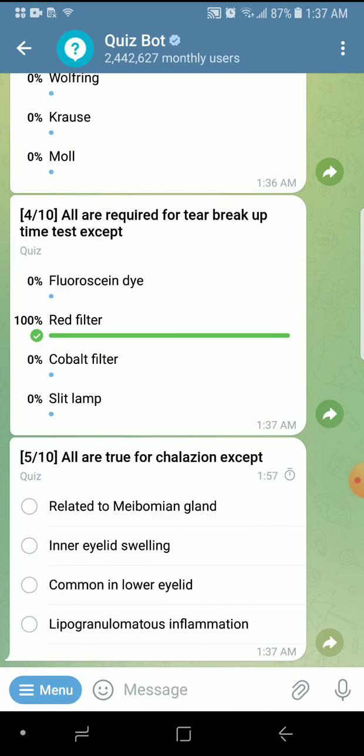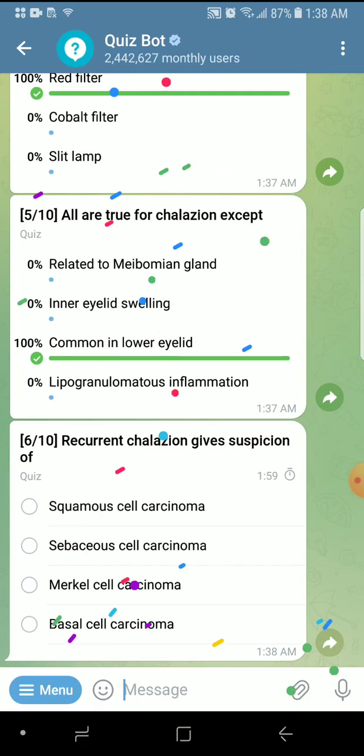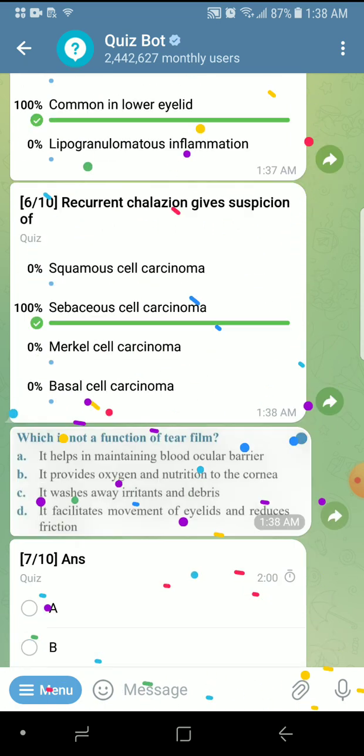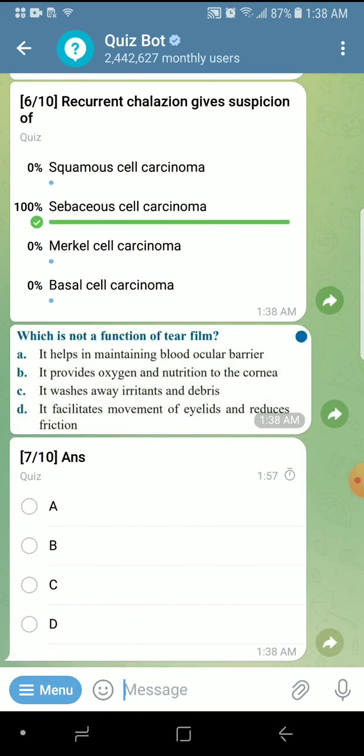Chalazion is a lipogranulomatous inflammation of the meibomian gland. So A and D are true. It is more common in the upper eyelid because meibomian glands are taller and larger in the upper eyelid, and it affects the posterior or inner eyelid. It is a painless swelling of the inner eyelid because the meibomian gland is present in the posterior aspect of the eyelid. For small chalazion, intralesional steroid is given, and for large chalazion, incision and curettage. Meibomian gland is a sebaceous gland. That's why recurrent chalazion gives suspicion of sebaceous cell carcinoma. That's why the most common site of sebaceous cell carcinoma is the upper eyelid.